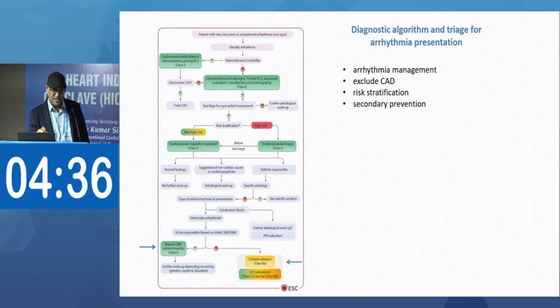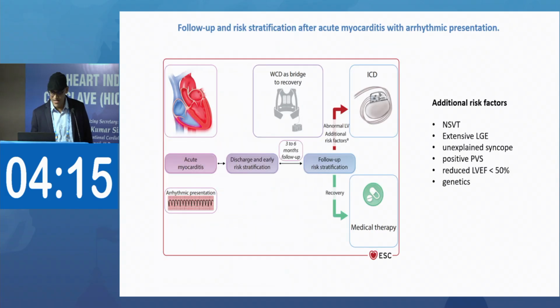Once you have ruled out active myocarditis, these patients can undergo secondary prevention ICD implantation. ICD implantation during active myocarditis is not recommended. So once you clear that the active myocarditis has gone away, these patients can undergo ICD implantation, which is a class 2A indication. For patients who present with arrhythmia, for a period of 3 to 6 months, a wearable cardiac defibrillator as a bridge to recovery can be considered before you risk stratify these patients after 6 months.